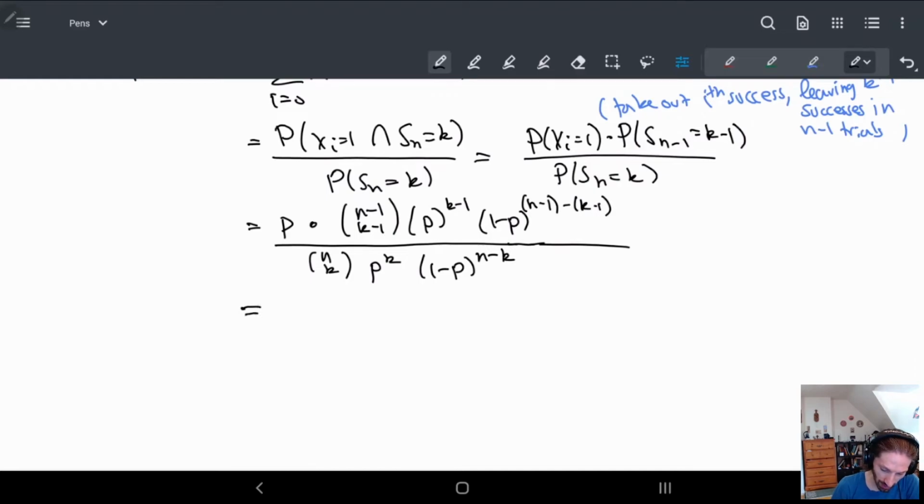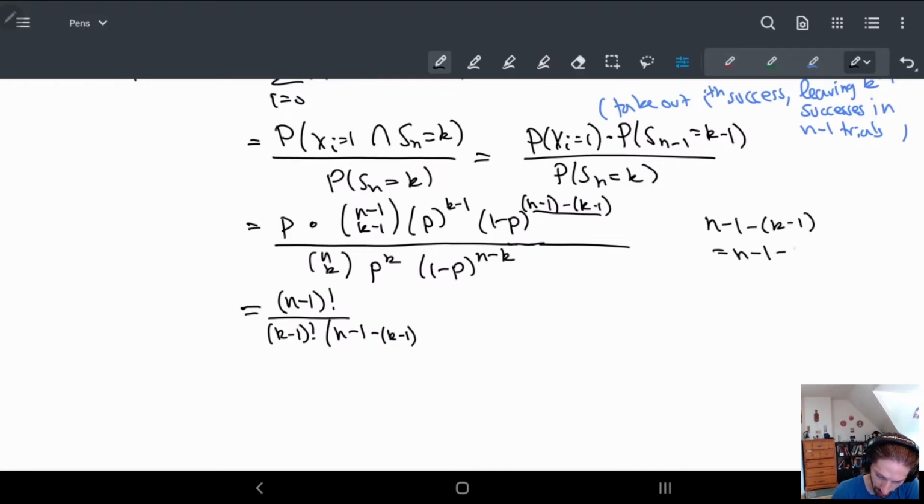So here, let me bring the n chooses to the front and also write them out properly. So n minus 1 choose k minus 1 is n minus 1 factorial divided by k minus 1 factorial times n minus 1 minus k minus 1 factorial. But let me look at this for a second. N minus 1 minus k minus 1 is just n minus 1 minus k plus 1. The minus 1 and the plus 1 go away, and I get n minus k.